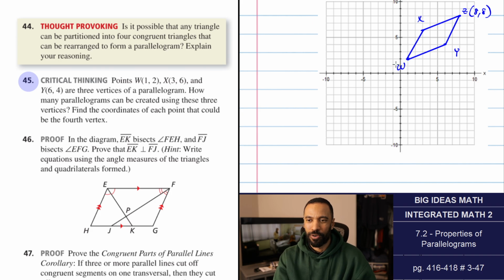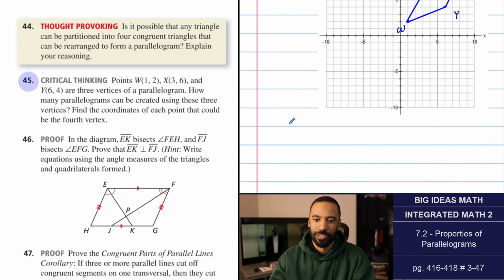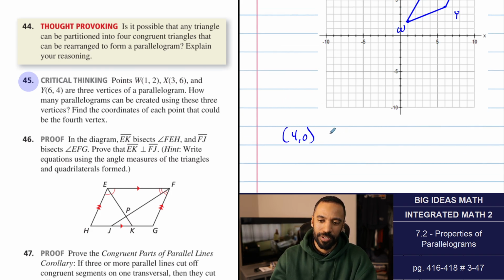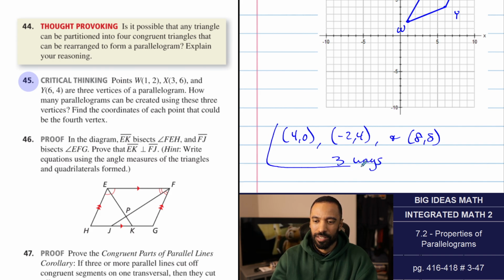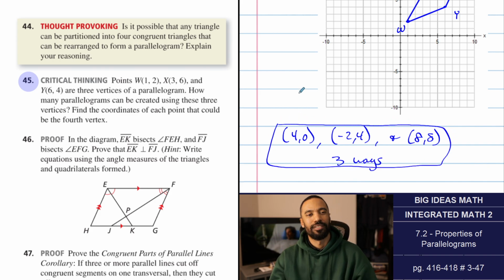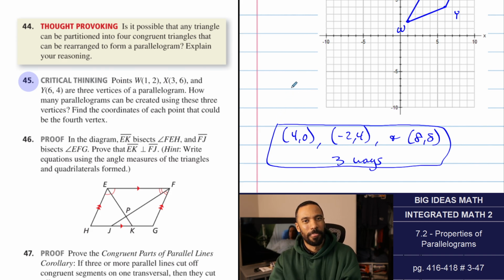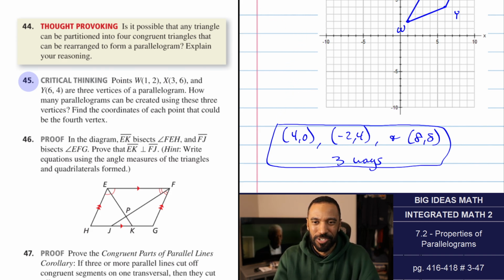4, 0, negative 2, 4, and 8, 8. I hope there's not a fourth that for some reason I'm not coming up with. It should be fine with those 3 points, the 3 unique ways to do it. 3 ways. I don't know why I'm having so much trouble connecting that and saying, is that right?